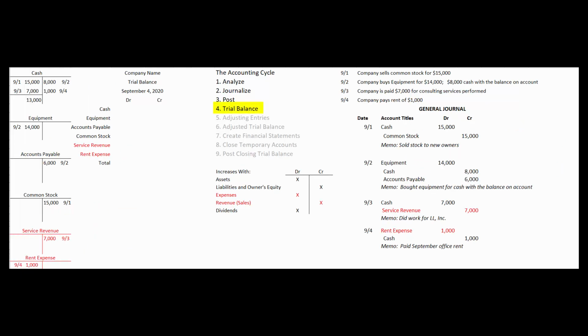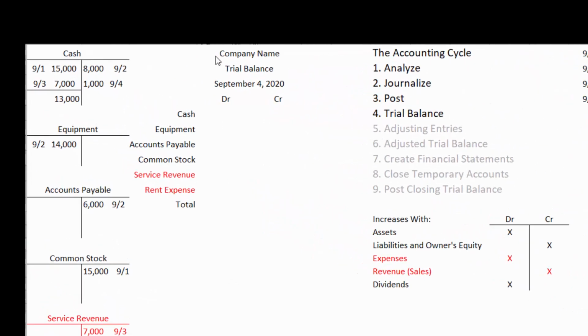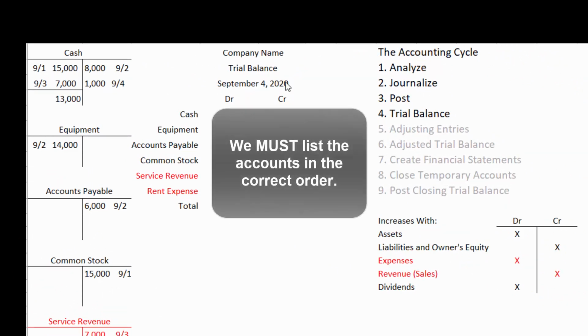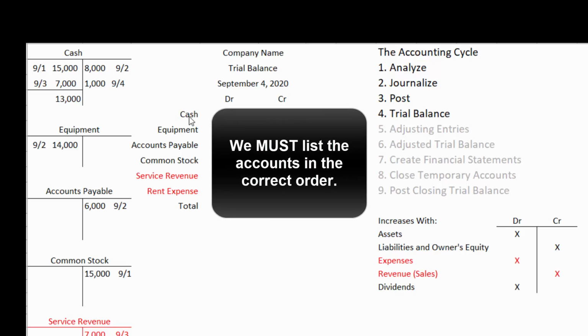Let's do step 4 of the accounting cycle, which is to create a trial balance. Name of the company at the top, title of the financial statement, the date, this is as of September 4th, and this is really important. We have to list the accounts in the special order: assets, liabilities, owner's equity, revenue, and expenses. One of the biggest mistakes students make is they list these accounts in a random order.